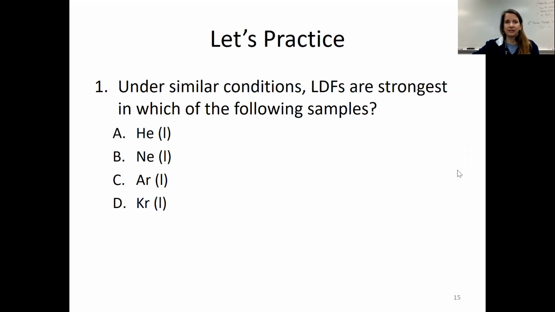So let's take a practice here. It says, under similar conditions, LDFs are strongest in which of the following samples? So you can see all of these are noble gases. So the one that would have the strongest LDF is going to be the one that has the largest electron cloud, because they're all in the same group. So going down the group, the biggest one would be the krypton, and it would have the strongest LDF.